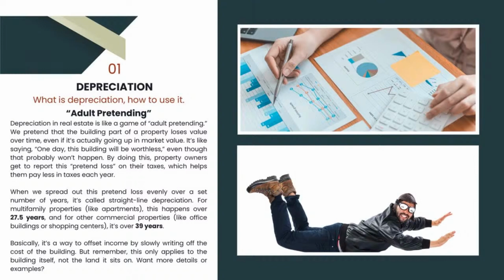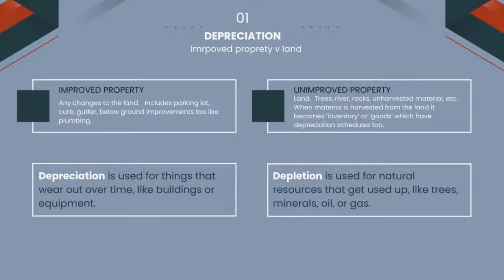But to start with, depreciation is really just saying the improved value of the property is going to deteriorate over time. I want to get a taxable loss on my paperwork over that period of time. Now, depreciation falls into a couple different categories. Number one, we're talking about the improved property only. We're not talking about the land.